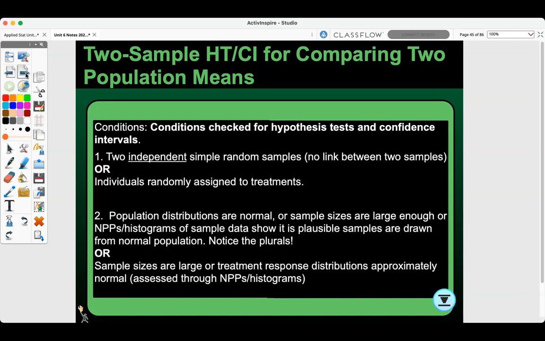The conditions that we need to check for our hypothesis tests and confidence intervals: one, we first have to check to see that we have two independent, simple random samples. There's no link between the two samples, or the individuals were randomly assigned to treatments. Number two, the population distributions are normal, or sample sizes are large enough, or the NPPs or histograms of the sample data show it is plausible that samples are drawn from a normal population. Notice the plurals there: both samples. Or sample sizes are large, or treatment response distributions are approximately normal, assessed through a normal probability plot or histogram.